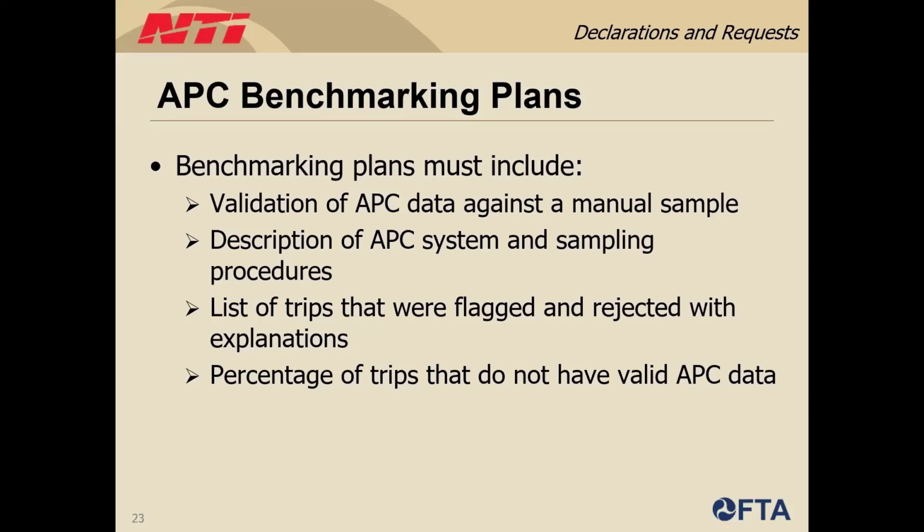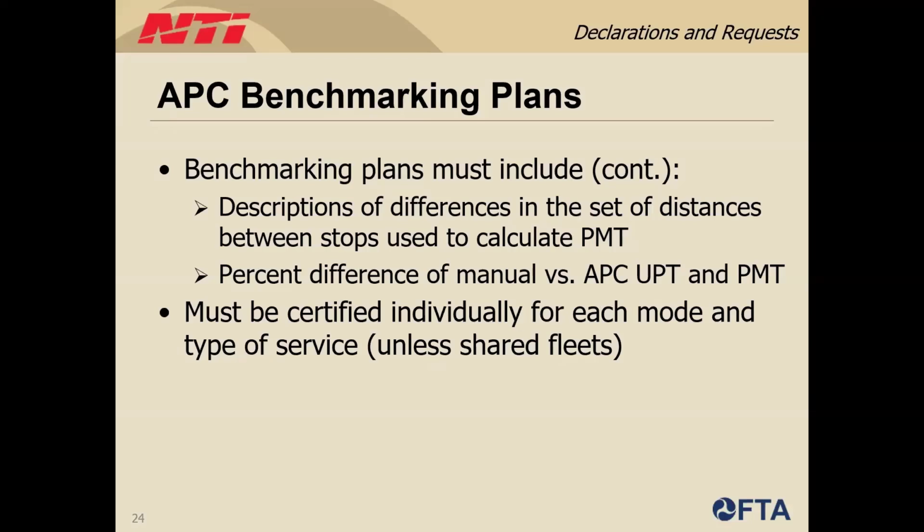descriptions of the differences, if any, in the set of distances between stops used to calculate PMT using manual and APC data. Ideally, you'll use the same set of distances for both calculations. And the percent difference of manual versus APC passenger trips and passenger miles traveled, which must be less than 5%. If you have more than one mode and type of service for which you use APC data, you must complete a separate benchmarking plan for each.